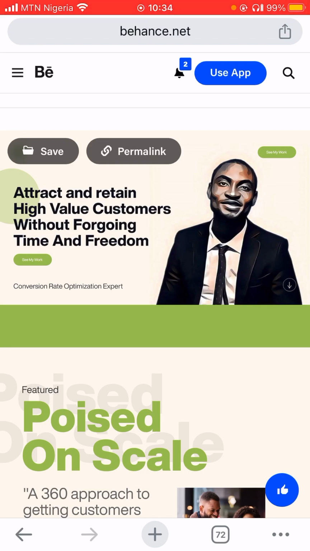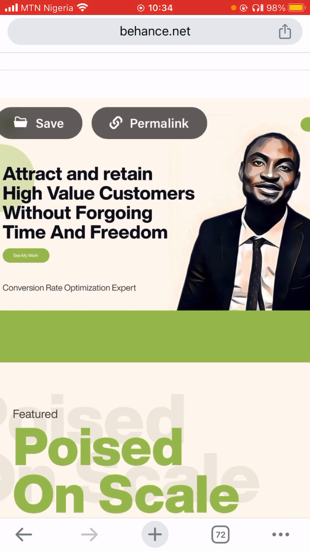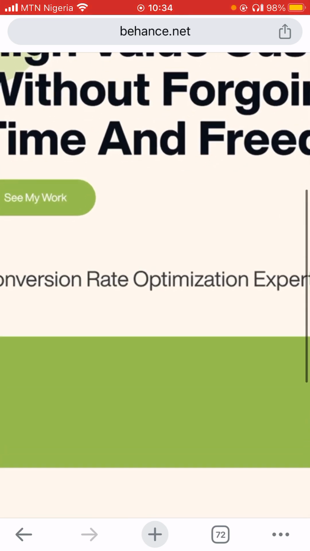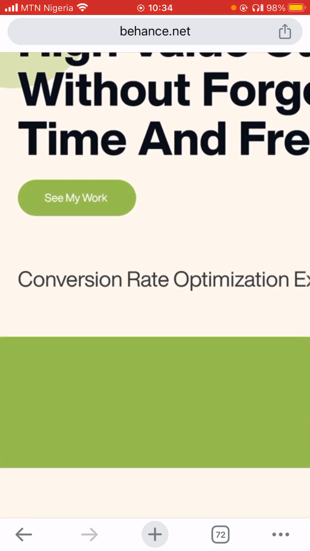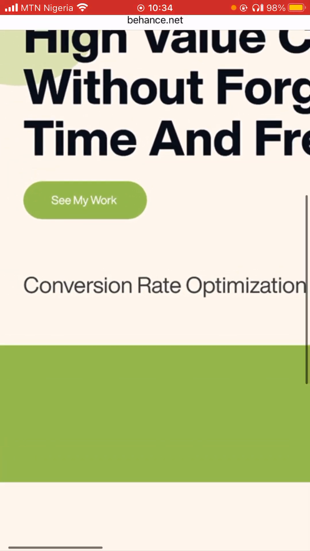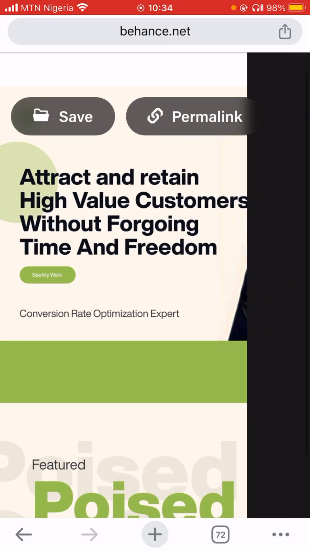So this is why I'm coming in to say attract and retain high value customers without foregoing time, without stressing too much, without allowing time or money to waste on the table, because time is money. And then you see the button here, which is what? See my work. The call to action button here is what I call see my work.